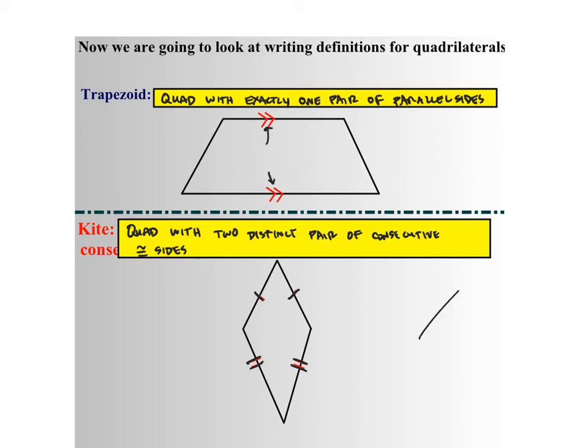So if I had a quadrilateral that looked like this, this would not be a kite because the sides that are congruent are not consecutive sides. Okay, so this would not be a kite. No, not a kite. We're going to talk about this type of quadrilateral in a moment.